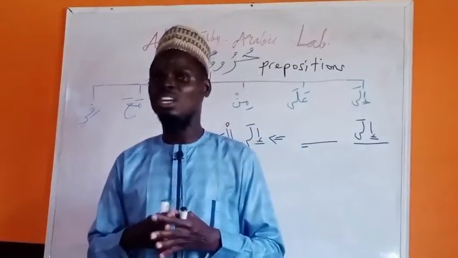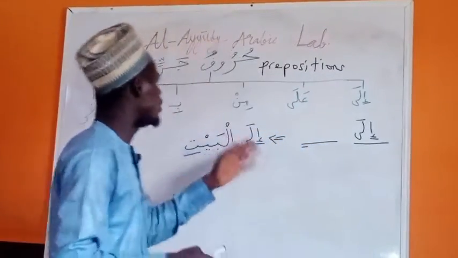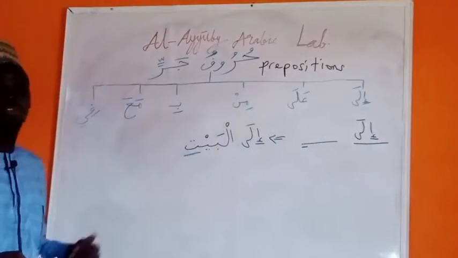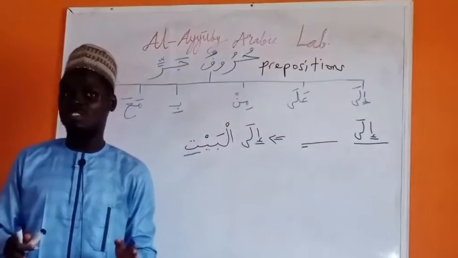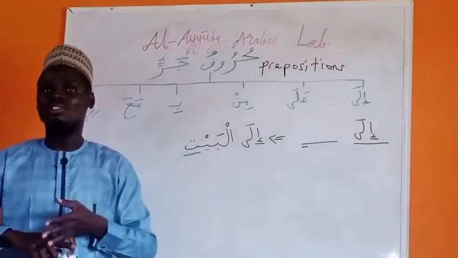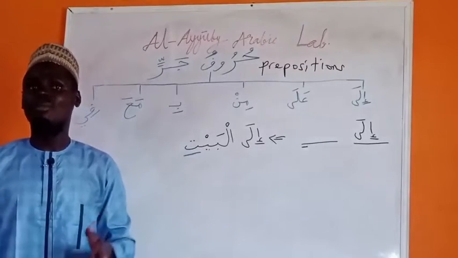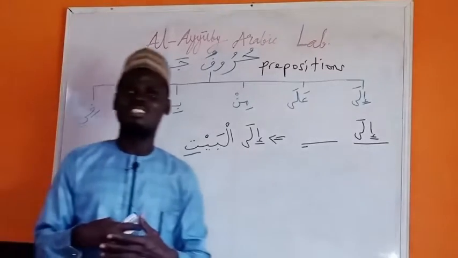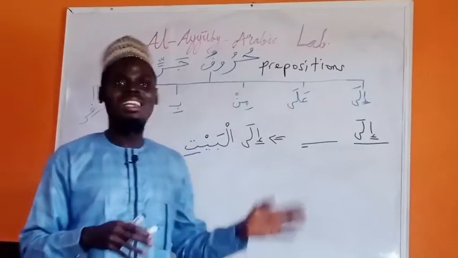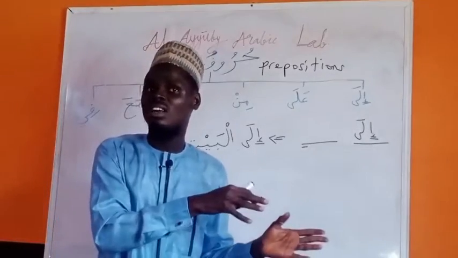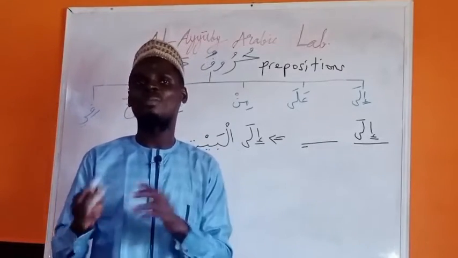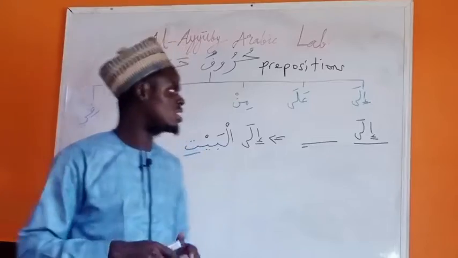So, some of the prepositions we shall be talking about today are ila, ala, min, bi, ma'a, and fi. Each of these prepositions has its own meanings. There are meanings that are common to them, and there are meanings that are not common, but they also give the meanings. For the purpose of this lesson, I can limit us to some meanings without some others. Why? Just not to make it complicated and complex for us to understand.